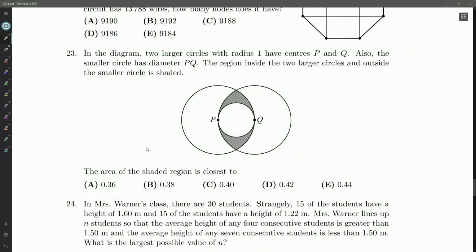We are continuing our look at the 2018 Pascal paper with question 23. We are midway through the hard questions, the Part C questions.